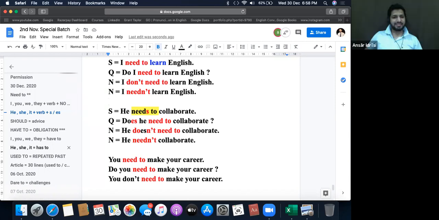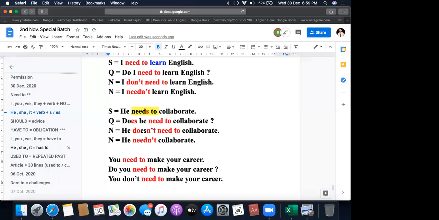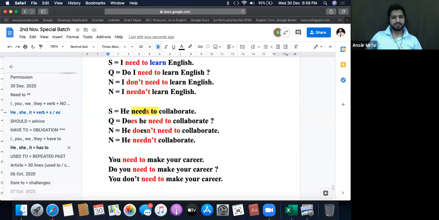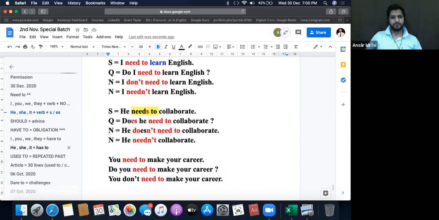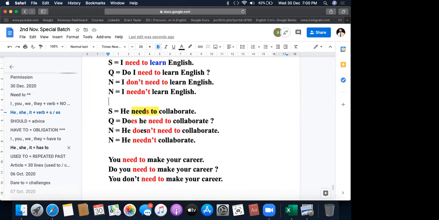Make sentences. You need to speed up. Do you need to speed up? You don't need to speed up. Good. Next. They need to gather. Do they need to gather? They don't need to gather. Next. We need to work together. Do we need to work together? We don't need to work together.